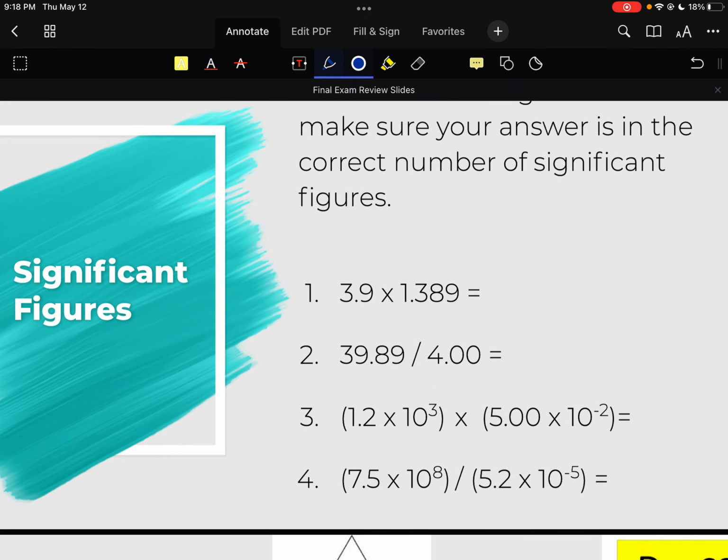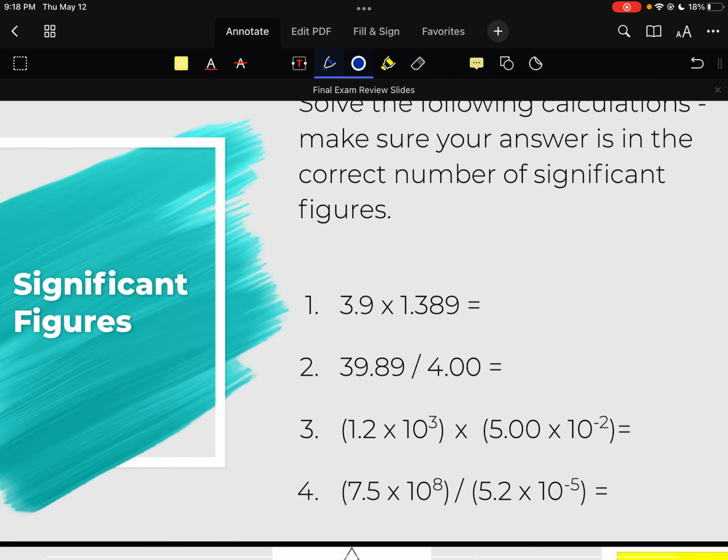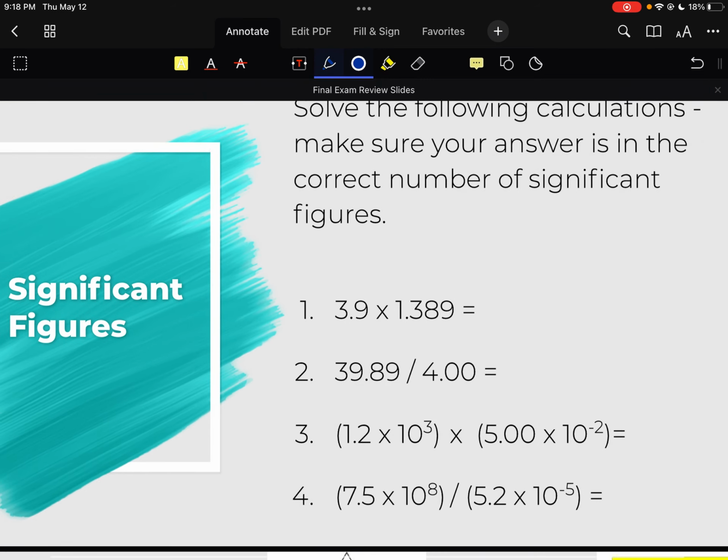For multiplication and division, your answer is always in the least. So, for example, this has 2 significant figures. This has 4, so my answer would need to be in 2. This has 4. This is present, so I'm going to start counting as soon as I get to the 4. So that has 3, so my answer would be in 3.